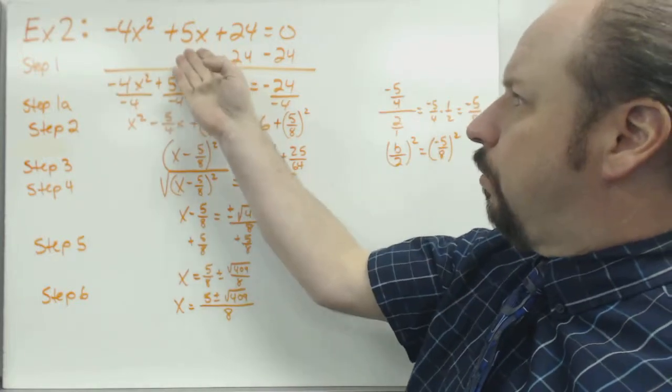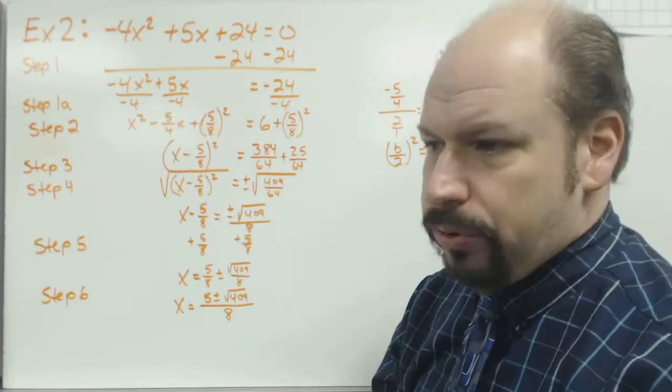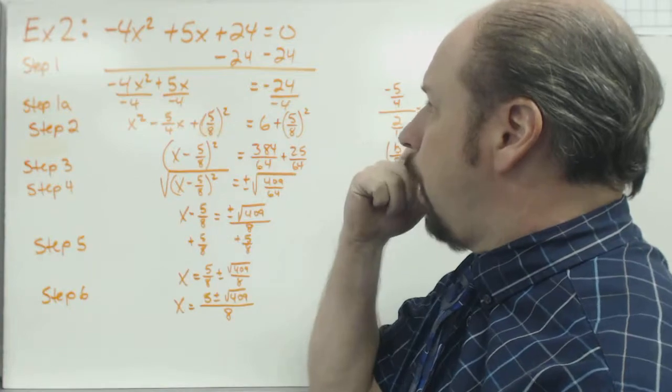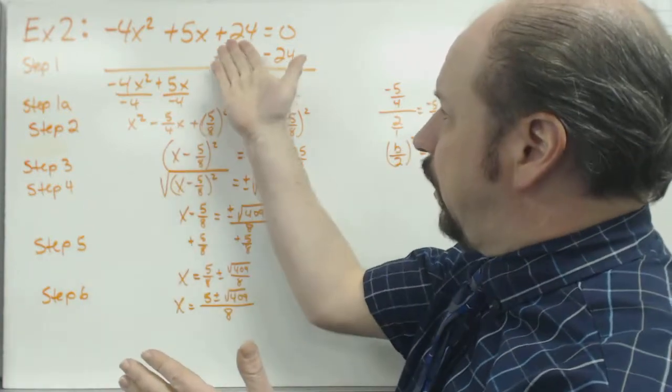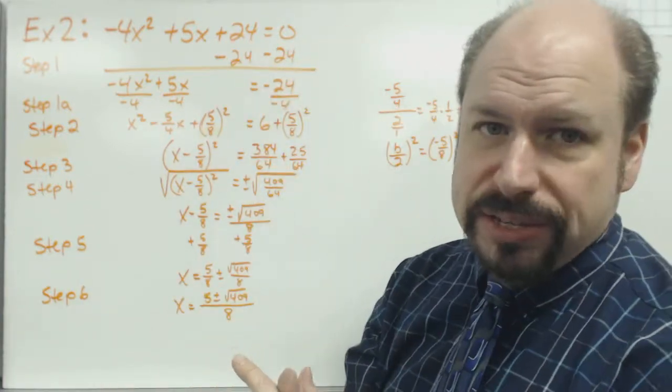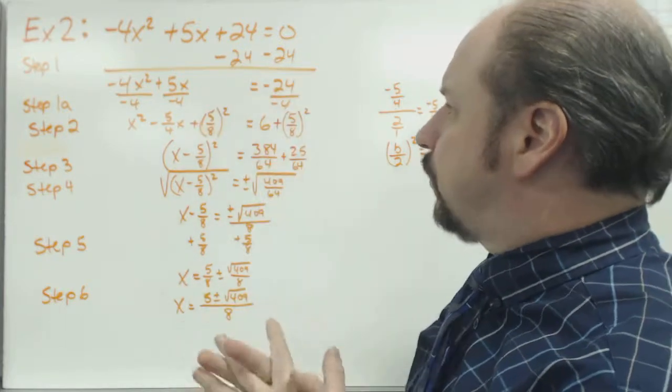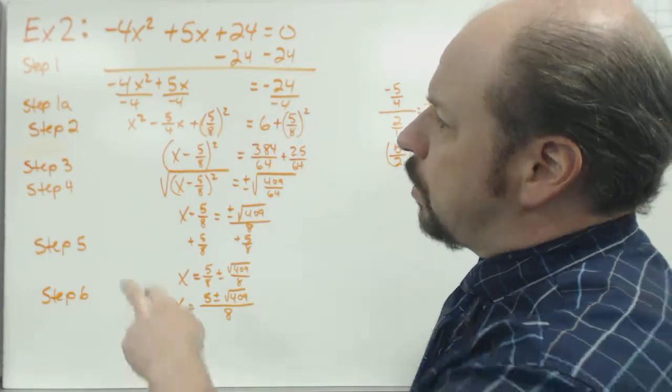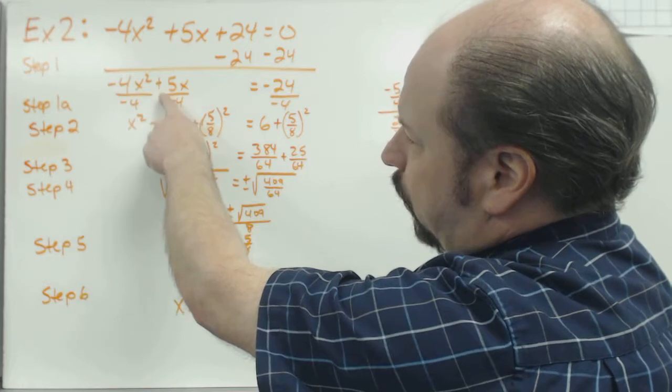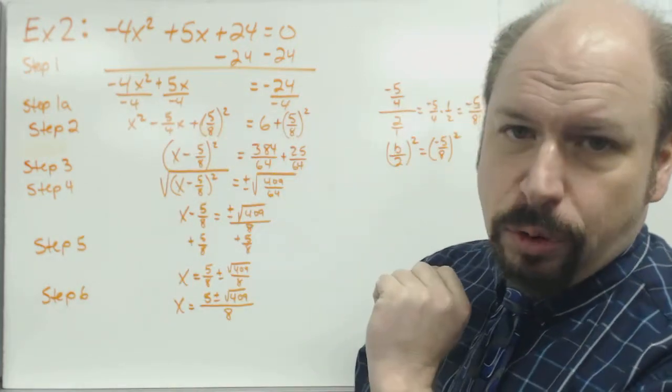Negative 4x squared plus 5x plus 24 equals 0. So remember, step one is we need to get the constant over to the right side. So we're going to go ahead and subtract 24 from both sides. So we have negative 4x squared plus 5x equals negative 24.